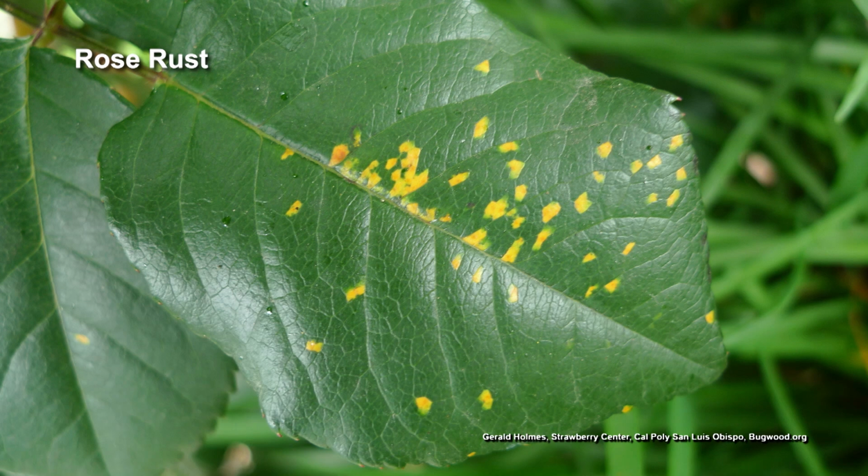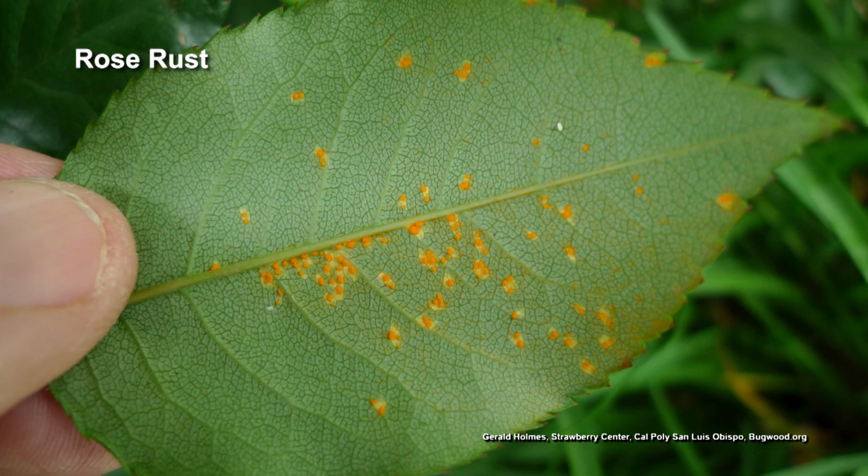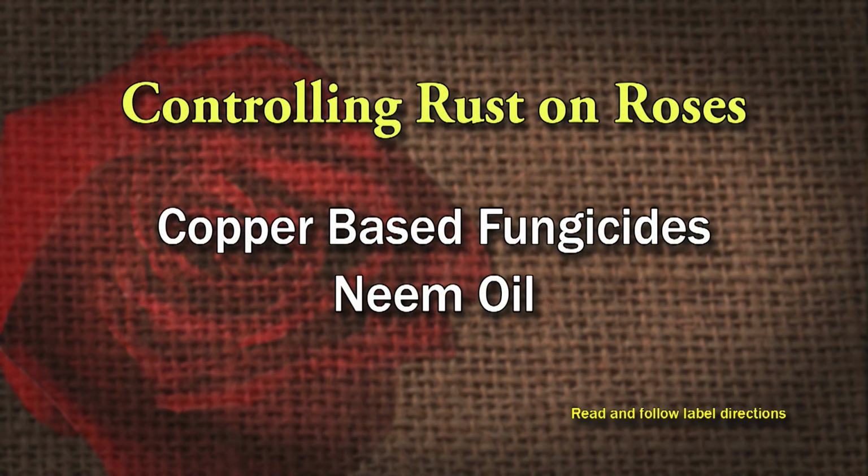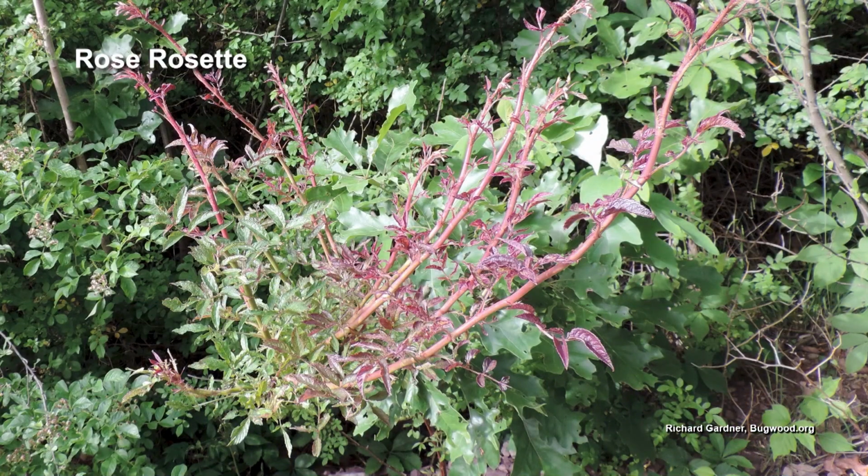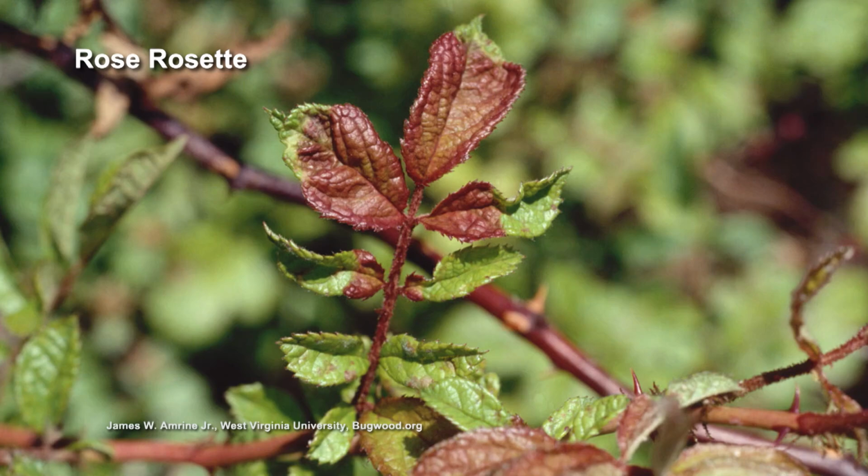There's also rust. Rust could be an issue too, right? If it's rust, again, you could probably use a copper-based fungicide or neem oil. So it depends on what disease we're talking about, but those are the three major diseases of your rose bushes. Now, if it has rose rosette, you're in trouble. You have to dig that out.